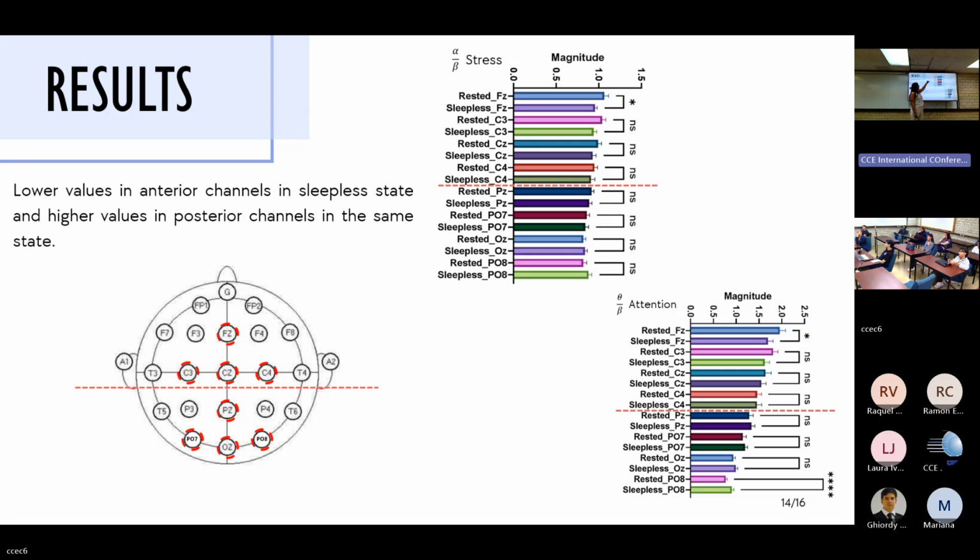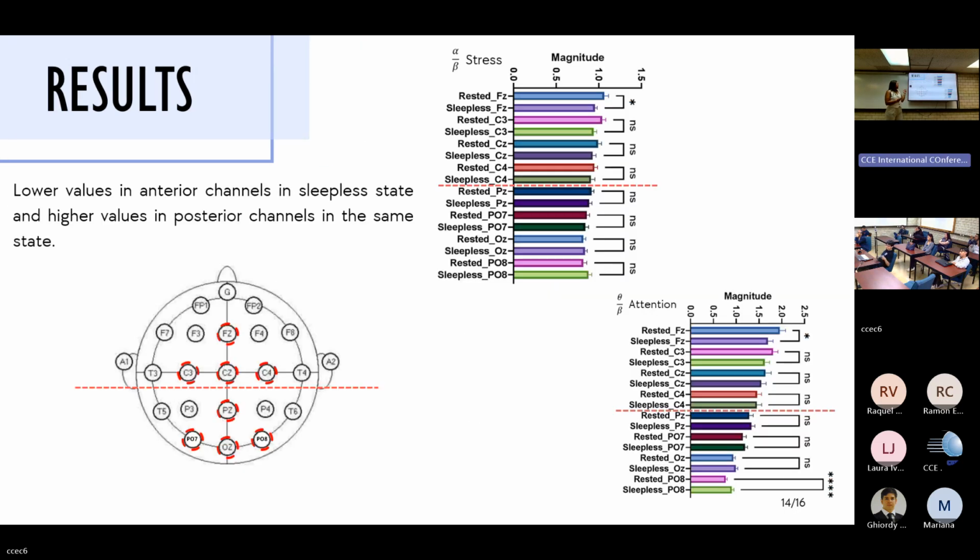Let's see this image. This line gives us information on where our anterior channels and our posterior channels are. We can see that in rested and sleepless conditions, for example, for the FS electrode, the rested condition is higher than the sleepless condition. But on the other hand, in posterior channels, for example, in PO8, the rested condition is lower than the sleepless condition. So this was an interesting finding for us because, well, we were not expecting this.